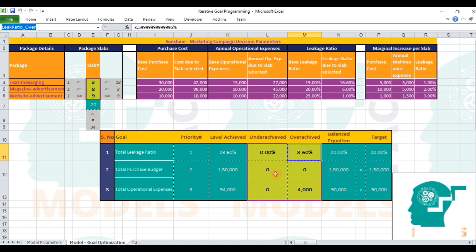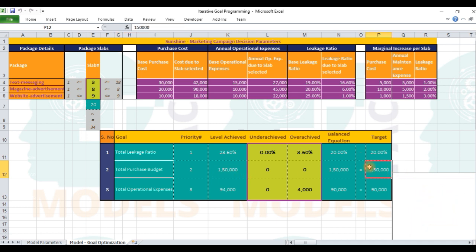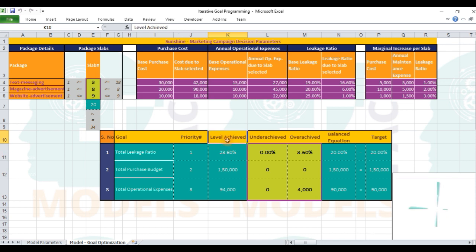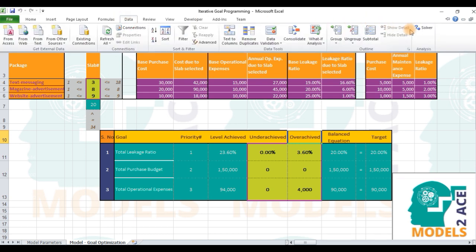Now, moving on to the goal under priority 2, in the second iteration, since the total purchase cost must be confined to the target value of 150,000, this overachievement must be minimized. But, since this goal is under a lower priority 2, it must be optimized in such a way that this optimized value of 23.6% for the level achieved under the leakage ratio, or overachievement of the target of 20% by 3.6%, must not deteriorate any further.